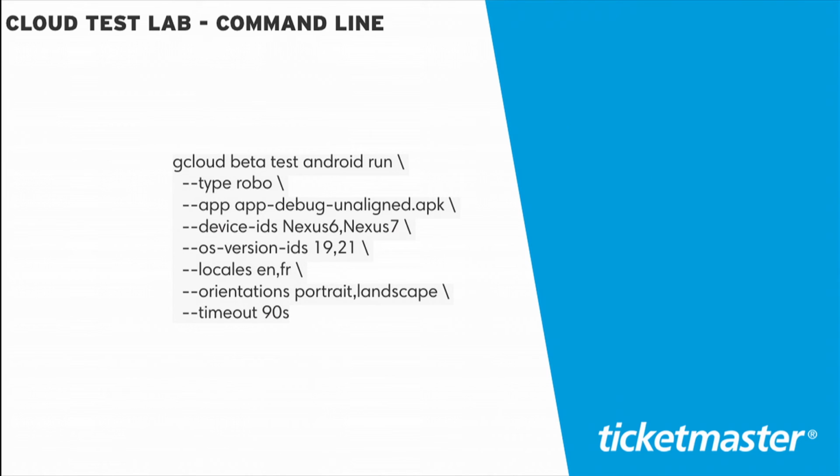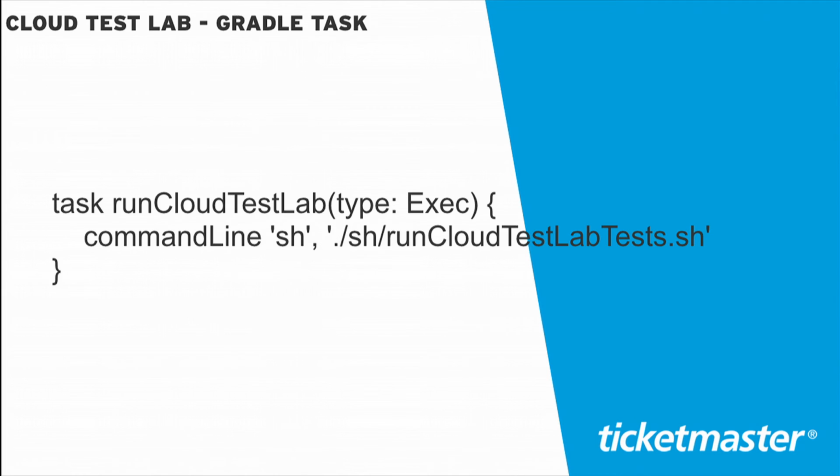And to trigger a simple test, you can basically use a command like this, where you can define what type of test you want to run, Robo or Espresso, and then you can define what kind of device. Here it is the Nexus 6 and 7, and then versions and different languages that you want to test on. And to trigger that command, you can easily integrate it using a Gradle task, and basically just trigger it using the command line.